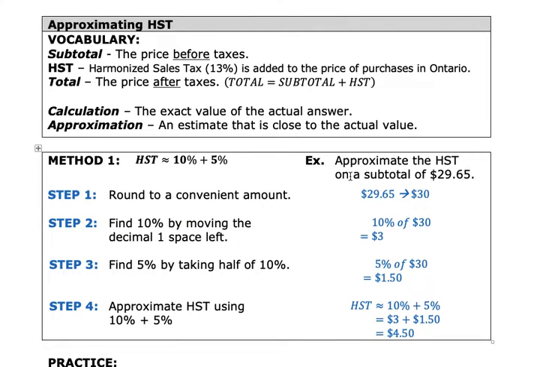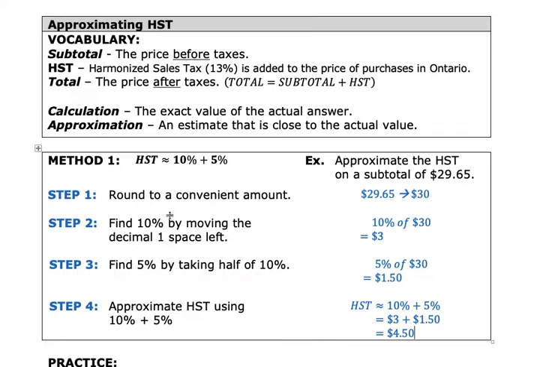Approximate the HST on a subtotal of $29.65. So the first step is to round to a convenient amount. $29.65 is not convenient. Round numbers are easier to work with. So we will round this to the nearest dollar, which is $30. Just look at the dollar's place value. The next digit over is a 6, it will round up. Or if it's 50 cents or more, round up. If it's less, keep this place value, the dollars, the same and write zeros after.